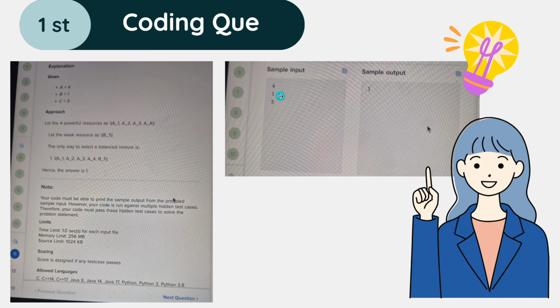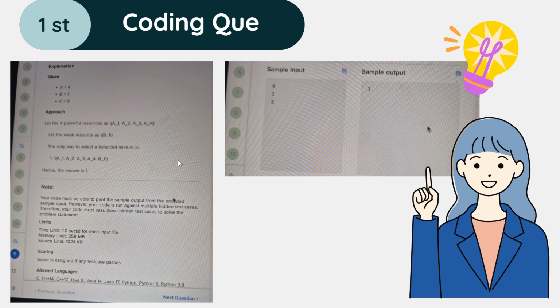Now they have given A, B, C, right? A is powerful, B is weak, and C is balanced resources. Now you mix up 3 powerful and 1 weak. So how many balanced will you get? Only 1 you will get. That is the thing over here.